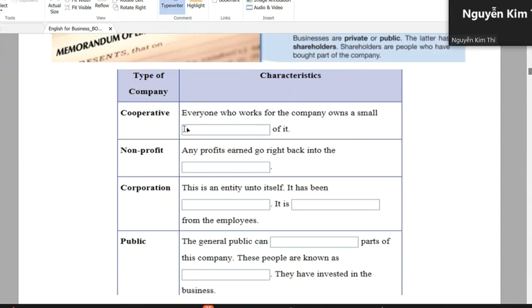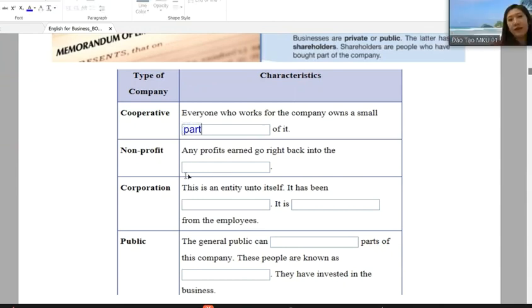Number one is shares. No, another word, please. Shares is... we need a noun for this blank. Everyone who works for the company owns a part. That's right. Yes, part. Non-profit. Any profits earned will go back into the company. Into the company. That's right.